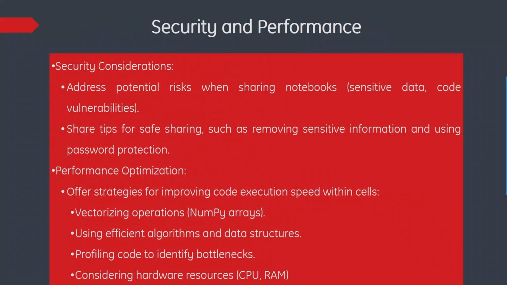What is performance optimization? It offers strategies for improving code execution speed within cells. So we can vectorize operations, use efficient algorithms and data structures, profile code to identify bottlenecks, and consider hardware resources like CPU or RAM. So that was it on Jupyter Python.